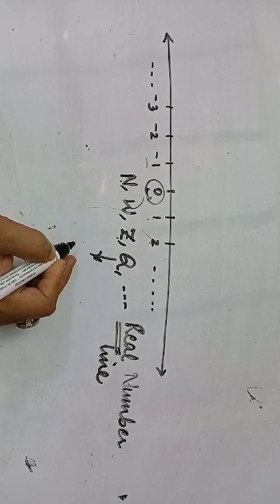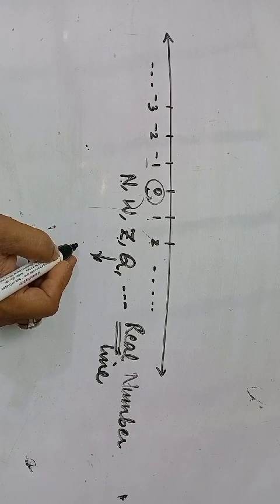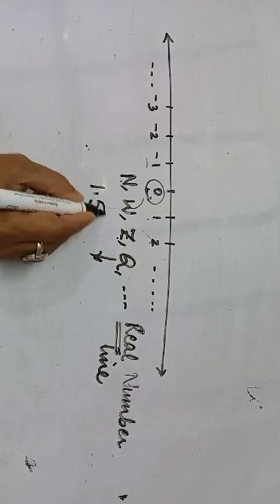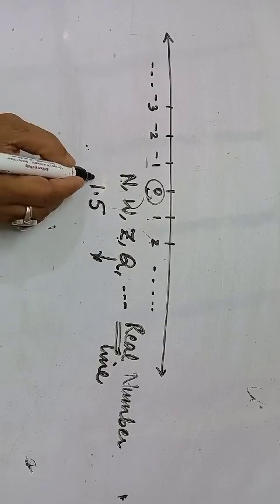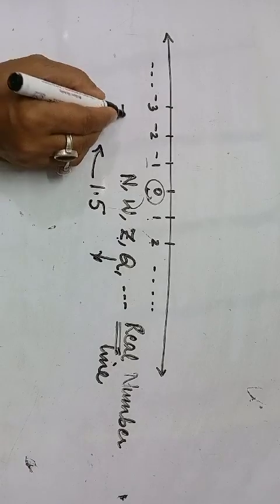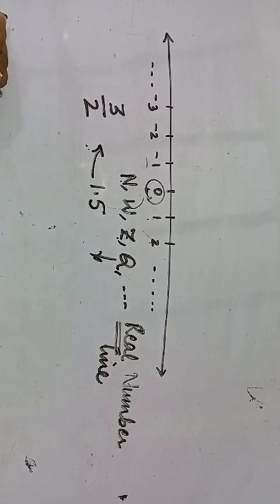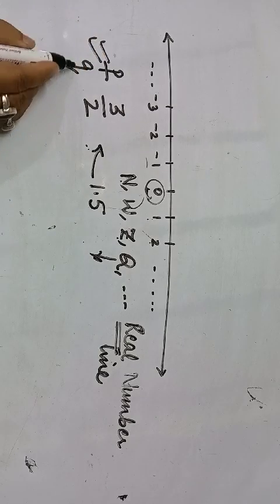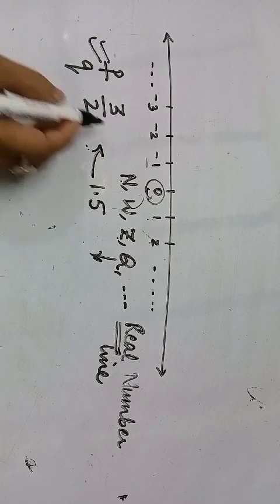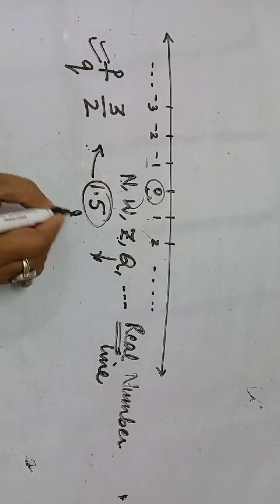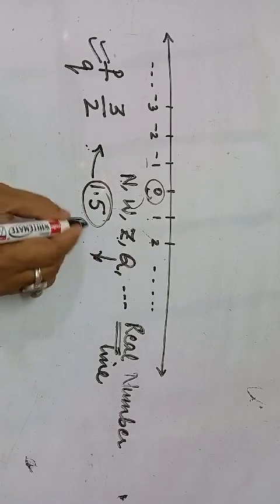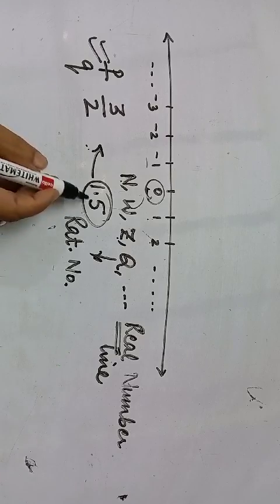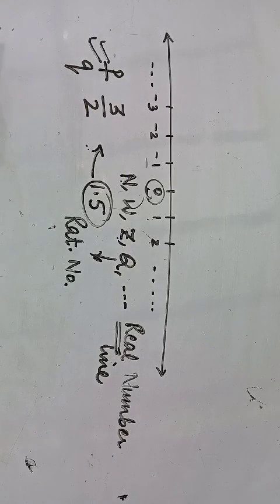Then let's talk about Q, which is the rational numbers. What is an example of a rational number? 1.5 is a rational number. Why? Because 1.5 can be written as 3 upon 2. So isn't it P by Q form? Yes, it is P by Q form where Q is not equal to 0. So 1.5 is a rational number because it can be expressed in P by Q form.